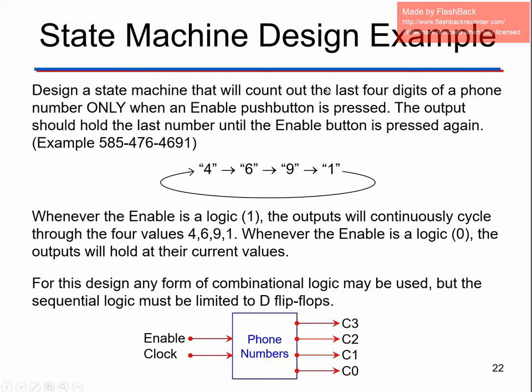Design a state machine that will count out the last 4 digits of a phone number only when the enable push button is pressed. The output should hold the last number until the enable button is pressed again. So you're only making 4 and you're going to do your phone number. Whenever the enable is logic 1, the output will continuously cycle through the 4 values, 4, 6, 9, 1 in this example. Whenever the enable is logic 0, the outputs will hold at the current value. So it only transitions on the button push. It doesn't transition unless I do something.